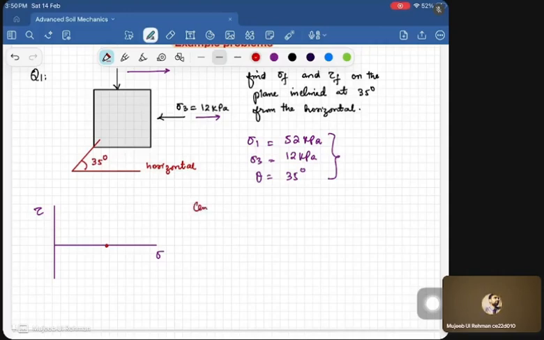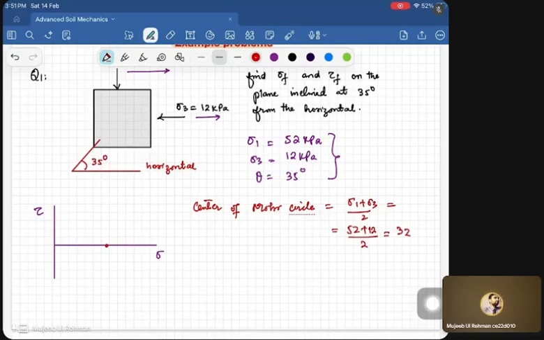So the center of the Mohr circle is given by sigma 1 plus sigma 3 divided by 2, which is equivalent to 52 plus 12 divided by 2. Using the calculator, 52 plus 12 by 2 is equivalent to 32, correct. So 32 kPa, and it means the center is from the origin, the center is here, 32 kPa, correct.